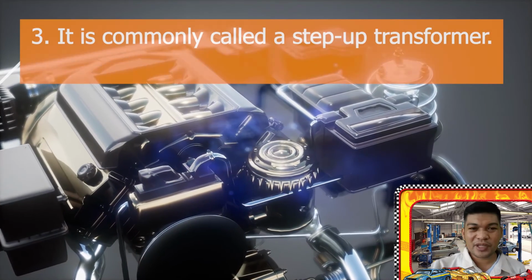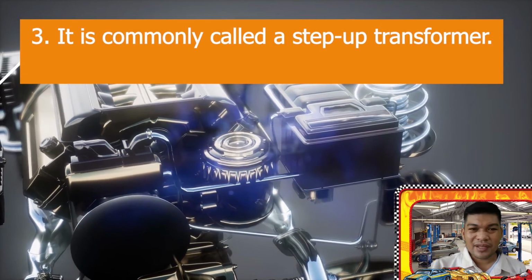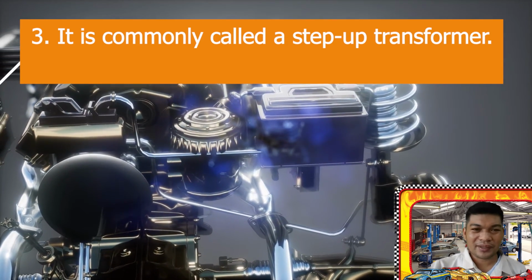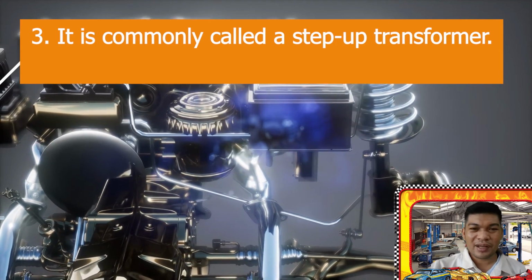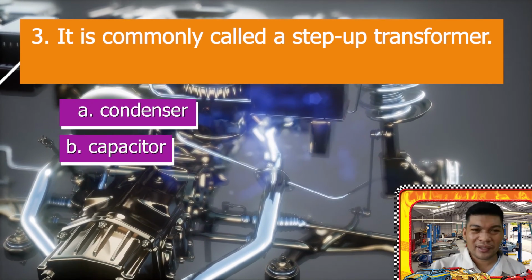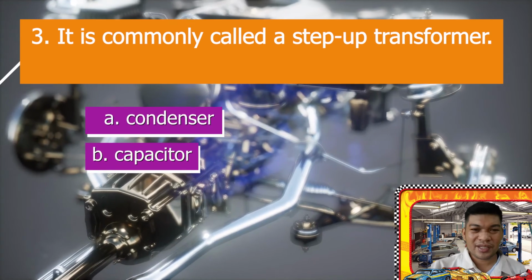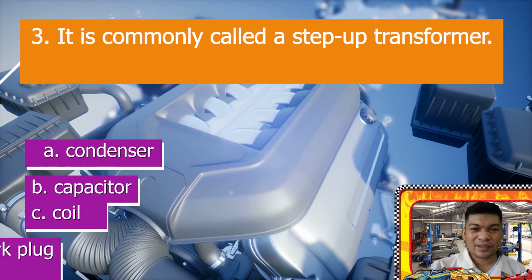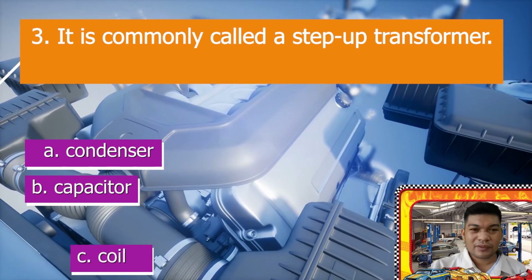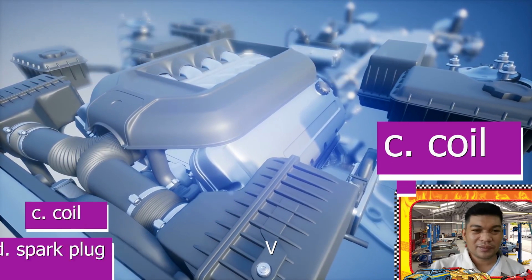And now let us proceed to number 3. It is commonly called a step-up transformer. Letter A, condenser. Letter B, capacitor. Letter C, coil. Letter D, spark plug. Very good. The right answer is letter C, coil.